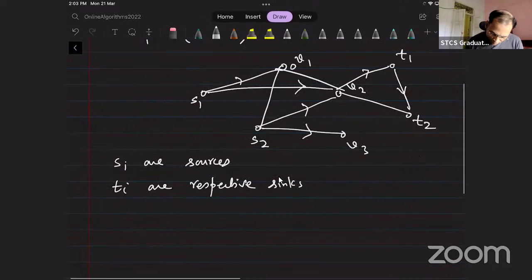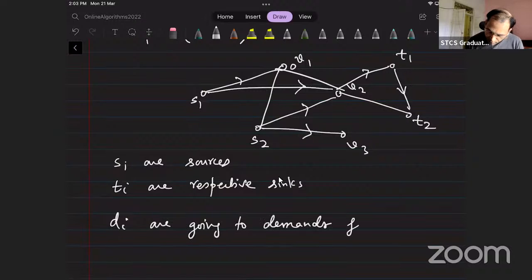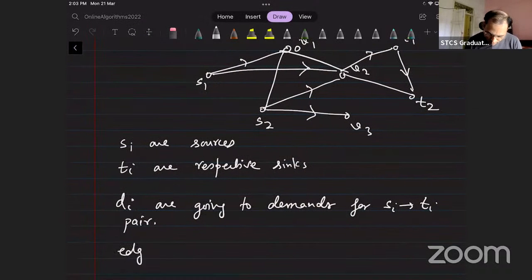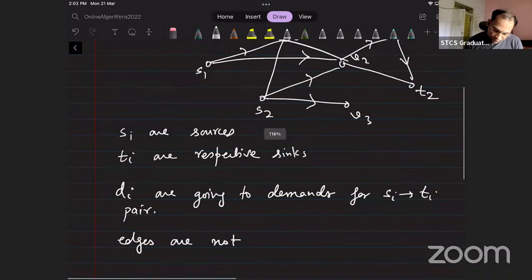All right. So now the Di are going to be demands for each Si to Ti pair: you want to route this much amount of, let's say, information from source Si to Ti. All right. Now edges are not capacitated. You can put as much as you want on each edge, but we will count in some sense the load on each edge by defining particular functions.